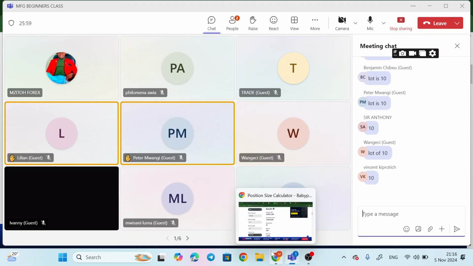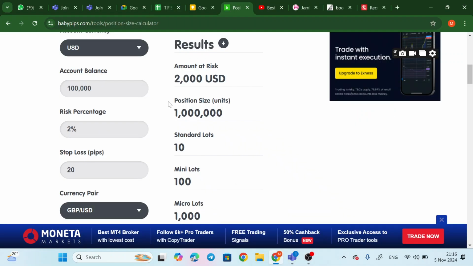Okay, when you go to the position size calculator, before I enter a trade, I know the correct lot size that I'm going to apply is a lot size of 10, and I will lose $2,000. That is 2% of my capital of $100,000. $100,000 is around 13 million Kenya shillings. So from 13 million, if you subtract 250,000, you still have a lot of money to trade the next day.